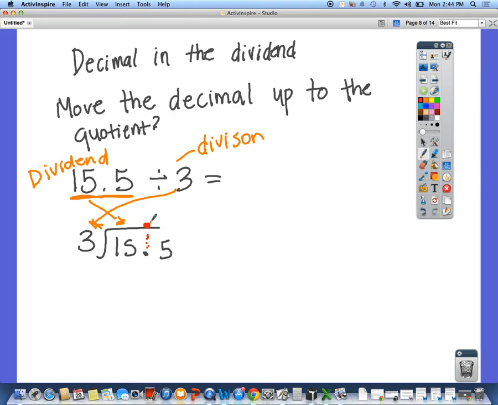15 fits into 3 5 times. I get 15. Subtract 0. Bring down the 5. And 3 goes into 5 one time. Now I don't have to add another decimal because I already have a decimal in my quotient. I'm going to add a 0, bring it down. What do I do right here? Oh, I have to subtract. Oh, look at me catching my mistakes. 2, bring the 0 down. And you guys may continue this problem.